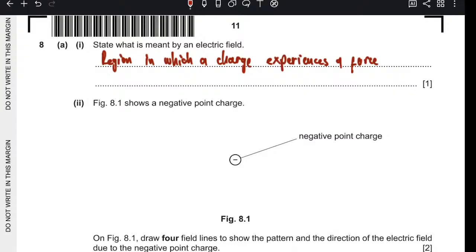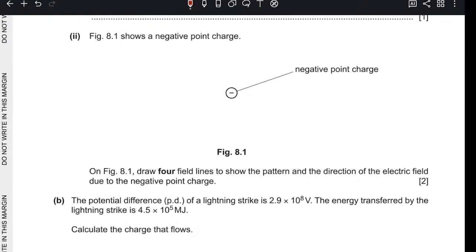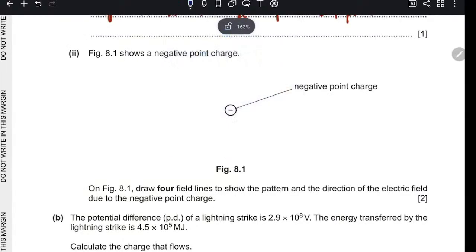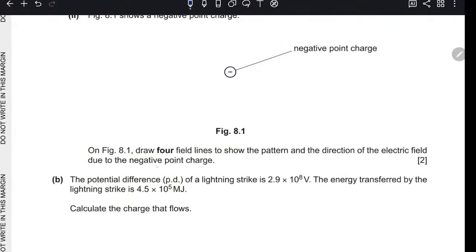Here is a negative charge. Draw 4 field lines to show pattern and direction of field due to the negative point. So field lines come into negative and out of positive. So they'll be like this.